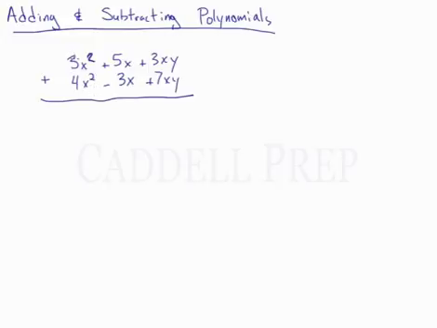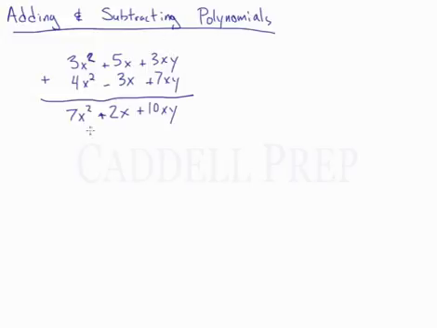So we'll just do 3x squared plus 4x squared, 7x squared. 5x plus a negative 3x is going to be 2x. And 3xy plus 7xy is going to be 10xy. So that's how we could add them together, by writing them over each other.